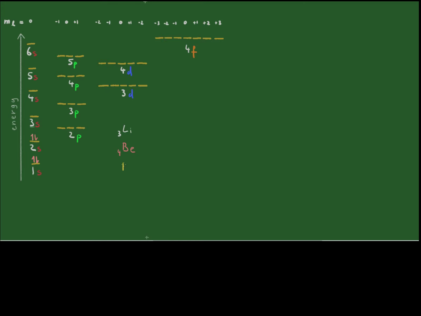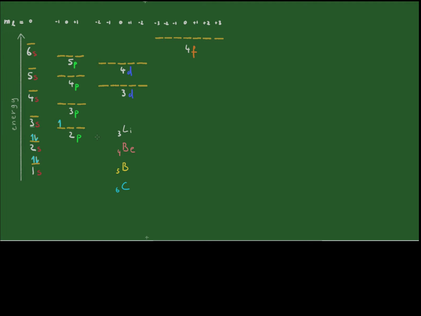The next one after beryllium is boron. It has 5 protons and therefore 5 electrons. 1, 2, 3, 4, 5. After that, we get to carbon. Carbon has 6 protons and therefore 6 electrons. So once again, we will go 1, 2, 3, 4, 5.